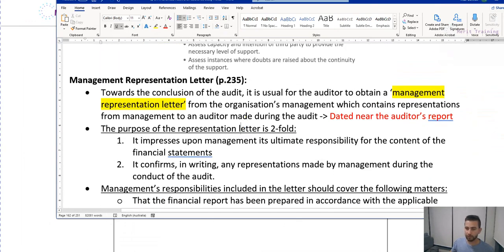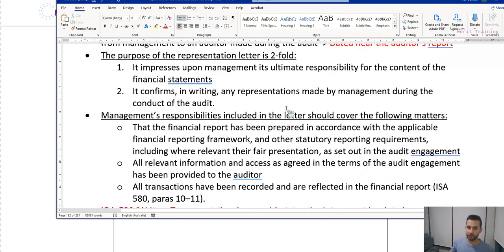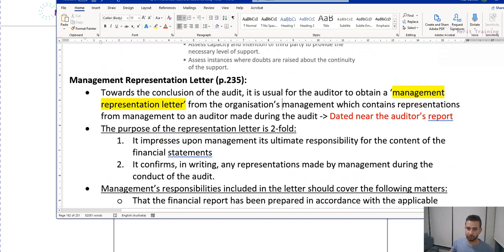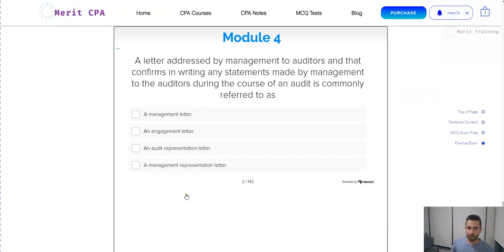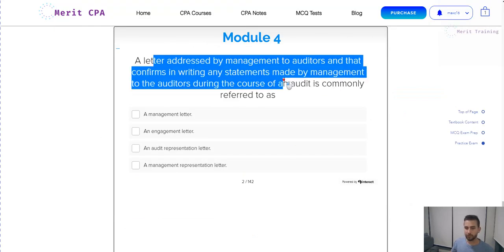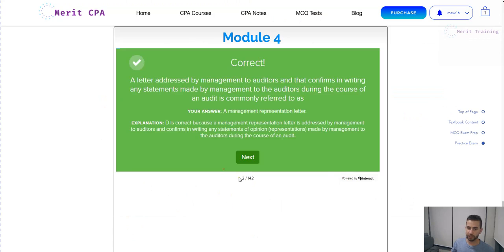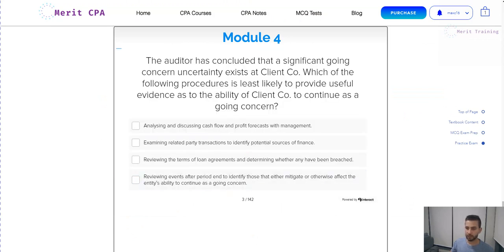And we'll just do a quick recap for the benefit of you. So basically what it is, it's a letter. It's usual process for the auditor to obtain this letter from organization's management, so they're the ones drafting it, which contains representations from management to an auditor. So the purpose of the letter is basically two things. Number one, it impresses upon management that the ultimate responsibility of the financial statements lies with management of the company, not the auditor. And secondly, it confirms in writing any representations made by management during the conduct of the audit. So that's basically what fits in with this question overview. So let's just go ahead and click D in the essence of time.